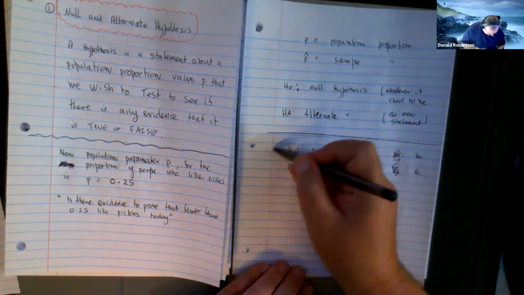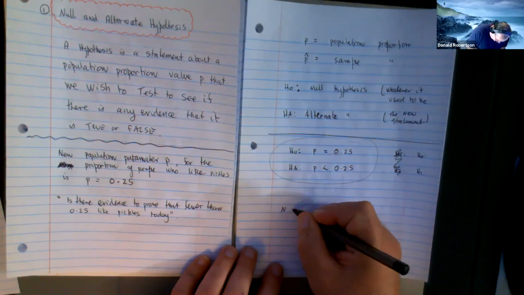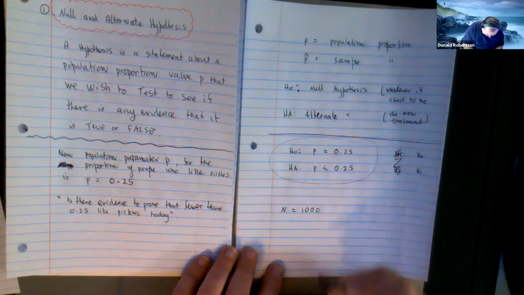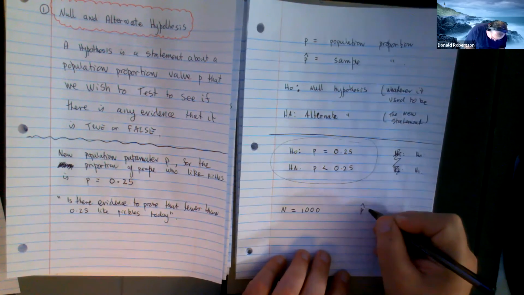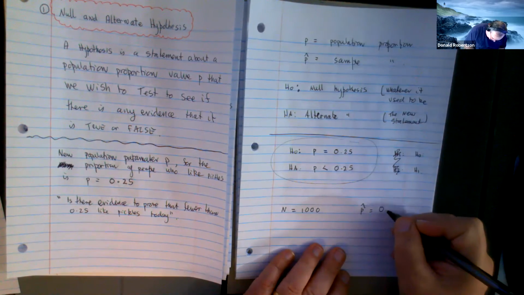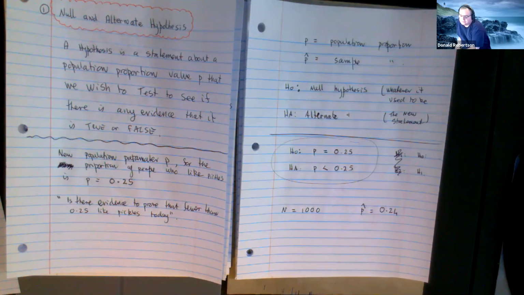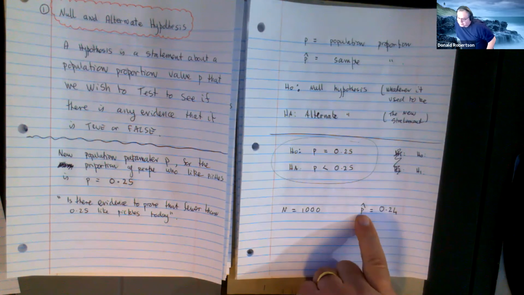Or couldn't I just conduct a survey and ask 1,000 people, do you like pickles? Right, which is typically what they do. They do a simple random sample. So that is essentially my start. Now, I go and I collect 1,000 people, and I find out that 0.24 like pickles, which, notice I'm using p hat because that represents a sample, right?